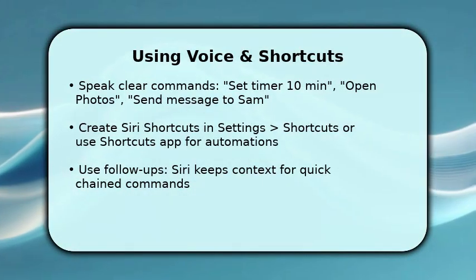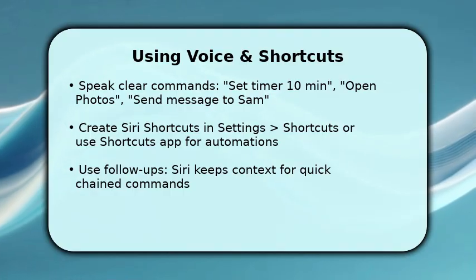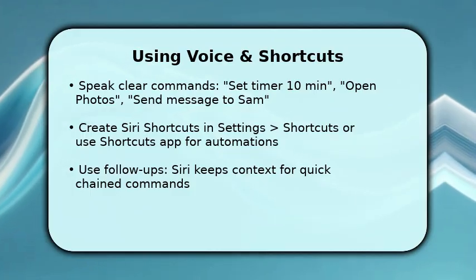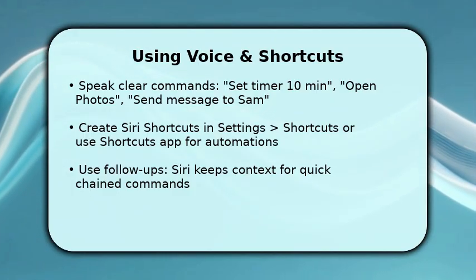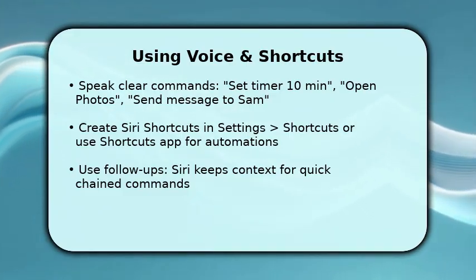Now use Siri actively. Speak clear, concise commands and name apps or contacts precisely. For repeated tasks, create Siri shortcuts in Settings or the Shortcuts app. Record a phrase that triggers multi-step automations like texting, playing music, and starting navigation.